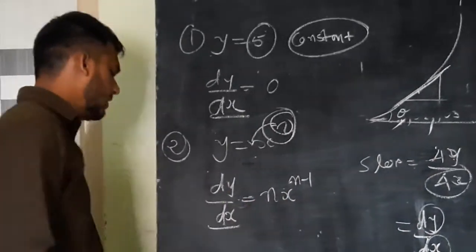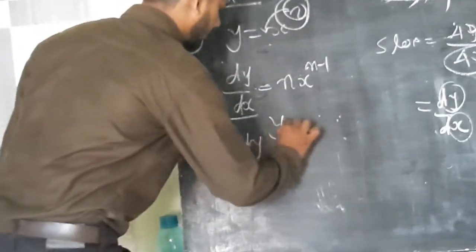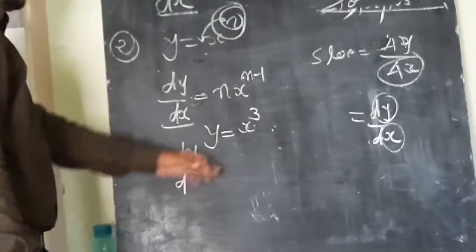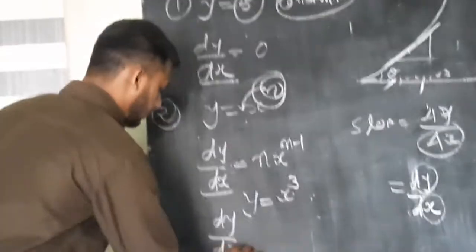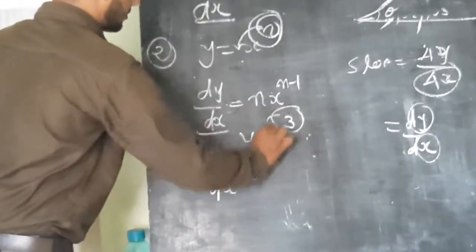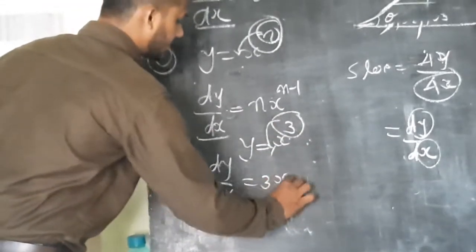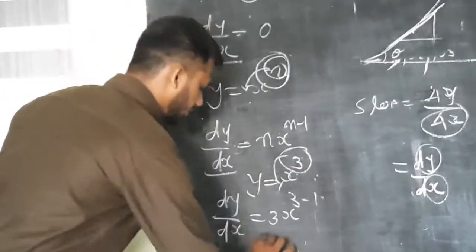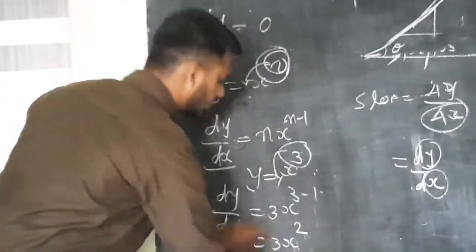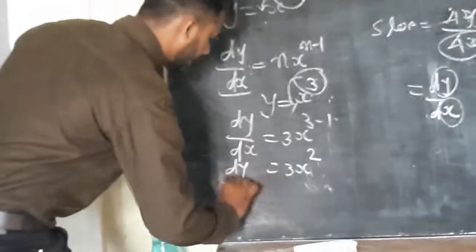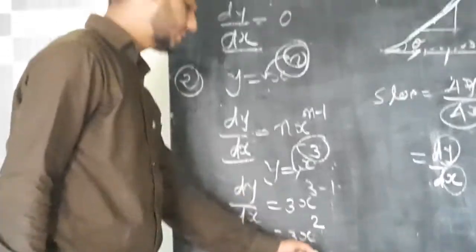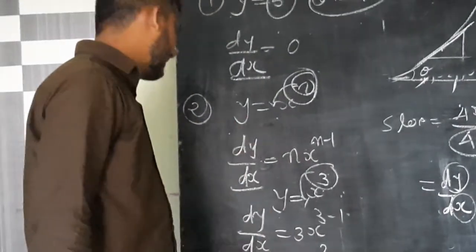Now see here, suppose we need dy by dx, and we have y is equal to x raised to 3. For example, we are taking y is equal to x raised to 3. So dy by dx is equal to 3. This power will come down here. So 3x raised to n minus 1, it means 3 minus 1. So we have 3x raised to 2. So we get dy by dx of this value is equal to 3x square. So it is the second rule.